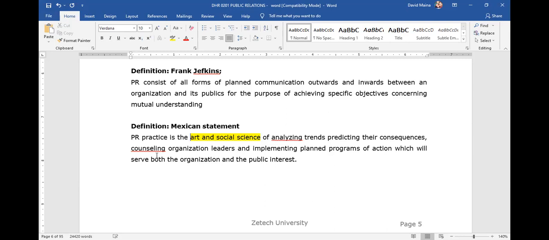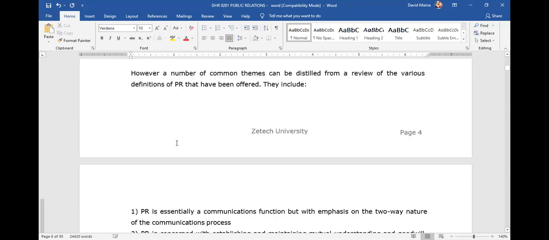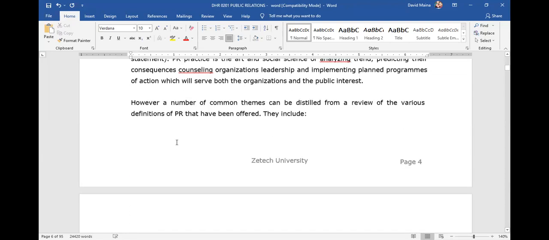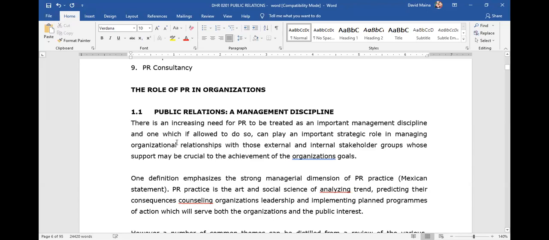So the reason why you are predicting the consequences, counseling organizational leaders and implementing the planned program of action is to serve the organization and the public interest. So therefore, I can move to the first topic. The first thing to know is to understand the definition of public relations. Any question?